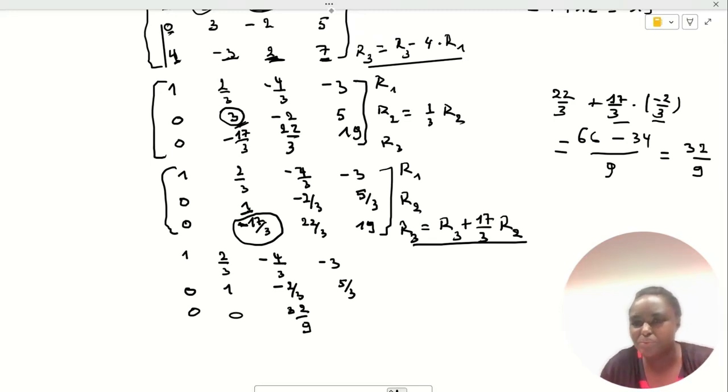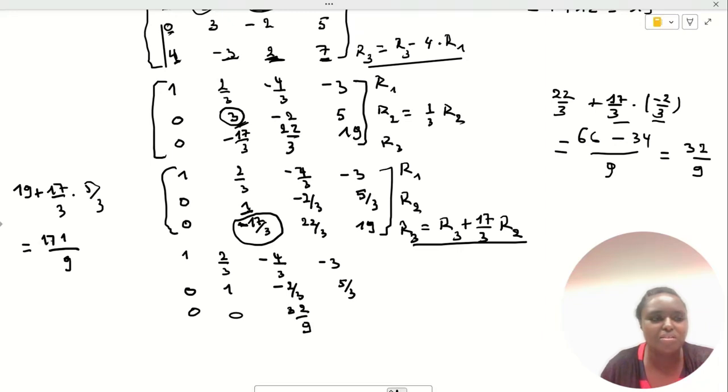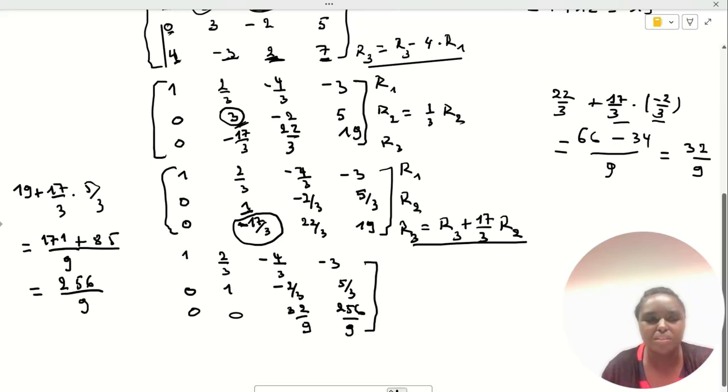We will get, let me compute it here. We have 19, then plus 17 over 3 times 5 over 3. This one will be equal, the common denominator is 9, and 9 times 19 is 171, and then plus 17 times 5, this is 85, and then this one will be equal to 256 over 9. So then we have here 256 over 9. Yes, all right.